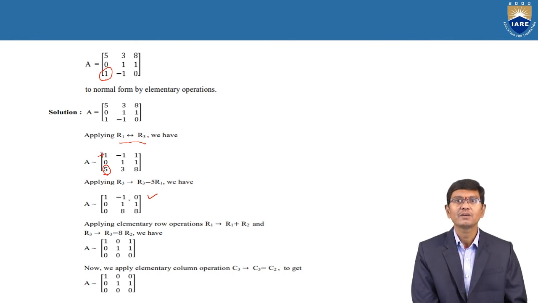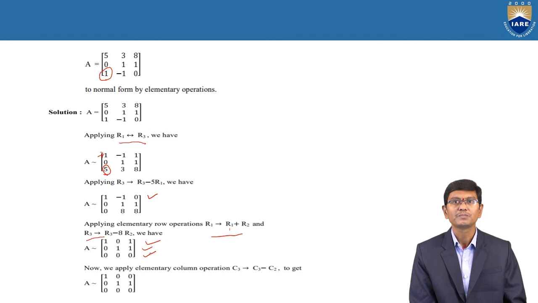Again, we are going to do R1 becomes R1 plus R2, and R3 becomes R3 minus 8R2, and the matrix is changed to 1 0 1 0 1 1 0 0 0 as the value. Next, once again, the first column is 1 0 0, the second column is 0 1 0. While we are observing here, the last column is 1 1 0 only.